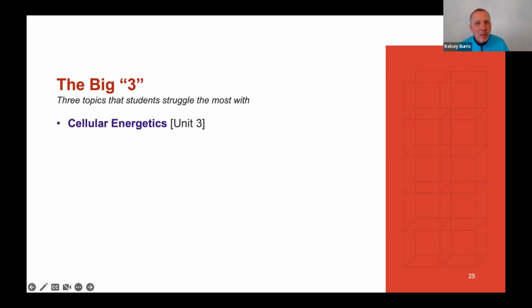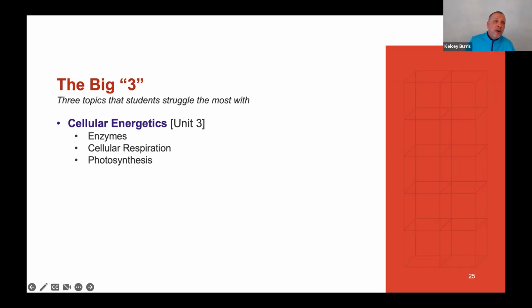Talking about scaffolding, now we're going to talk about the big three I refer to. These are the three topics that students struggle the most with. When I talk about these overarching concepts, these are things that as you're preparing to review, you've got to make sure you take a look at. So the first one is Unit 3, which is cellular energetics. Inside cellular energetics, you'll find enzymes, cellular respiration, and photosynthesis. So make sure you take a look at that.